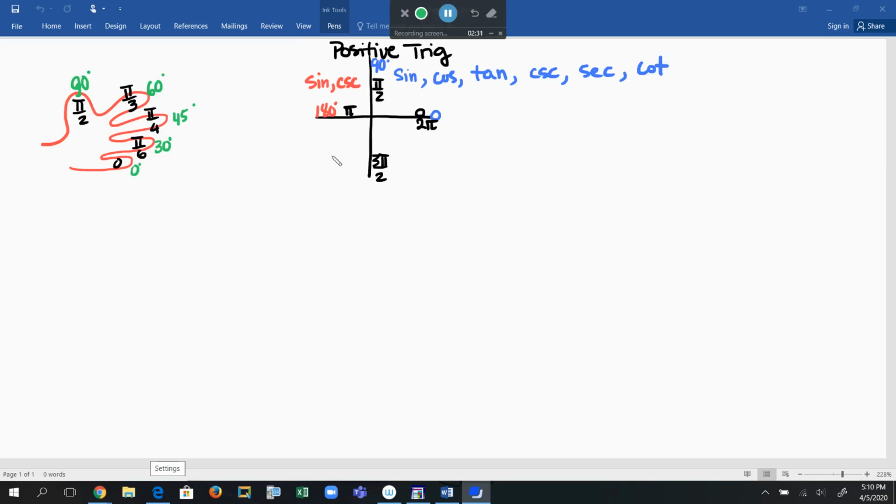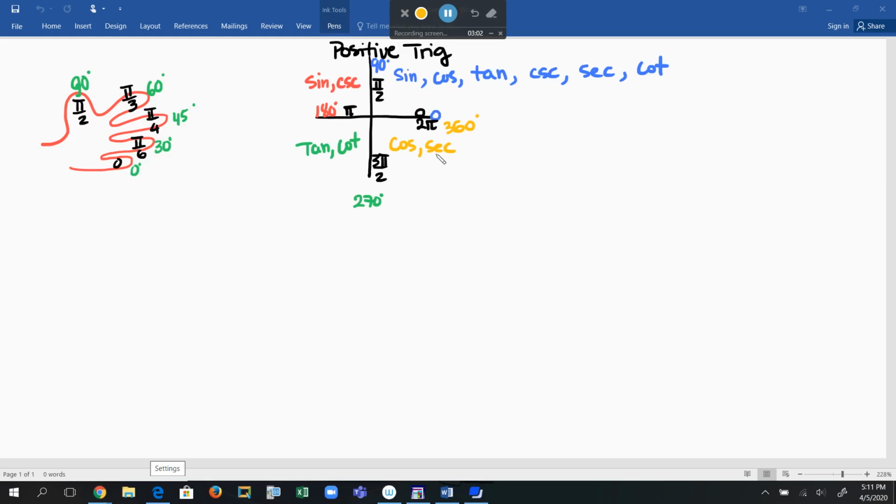Let's move on to quadrant number 3, from 180 degrees to 270 degrees. It's only tangent and cotangent that will be positive. And the last quadrant, number 4, will be from 270 to 360 degrees, and only cosine and secant are positive.